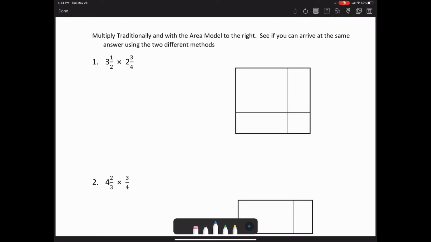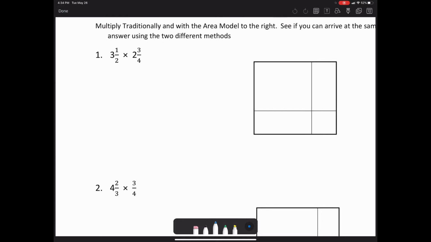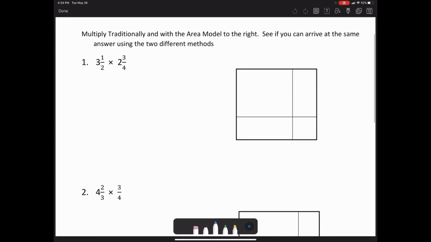All right, in this assignment, we're going to multiply mixed numbers using two different methods. We're going to do it the traditional method, and we're going to use an area model. Let's start with the traditional method. It's important when you're multiplying mixed numbers that you have to turn the mixed numbers into improper fractions before you multiply them.